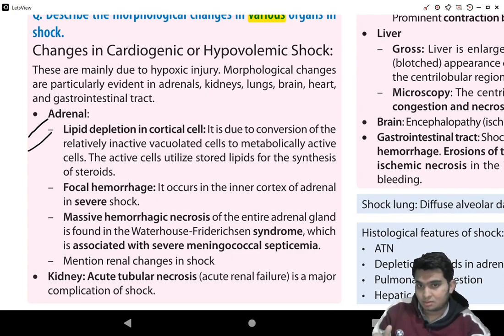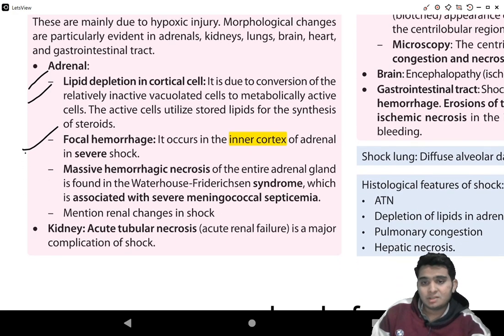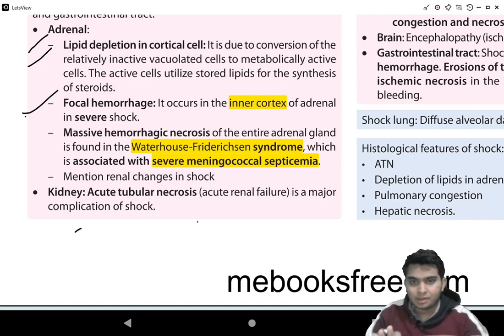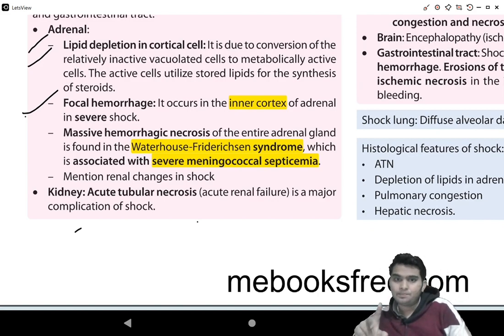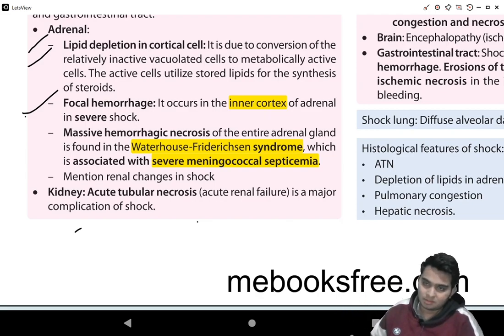Focal hemorrhage occurs in the inner cortex of the adrenal in severe shock. Remember the words inner cortex in focal hemorrhage. A massive hemorrhagic necrosis of the entire adrenal gland is found in Waterhouse-Friderichsen syndrome, which is associated with severe meningococcal septicemia. So in the adrenal, lipid depletion in cortical cells, focal hemorrhage in the inner cortex, and massive hemorrhagic necrosis of the entire gland in Waterhouse-Friderichsen syndrome, associated with severe meningococcal septicemia.